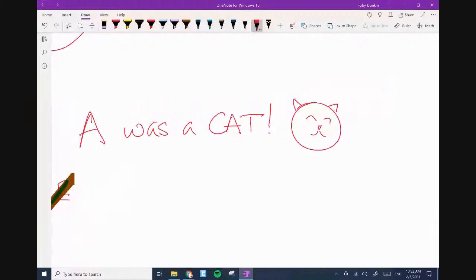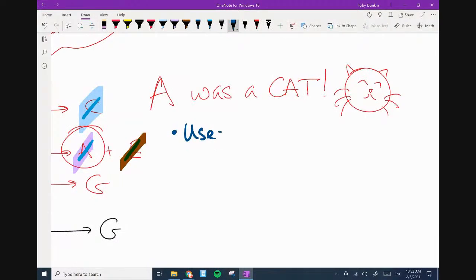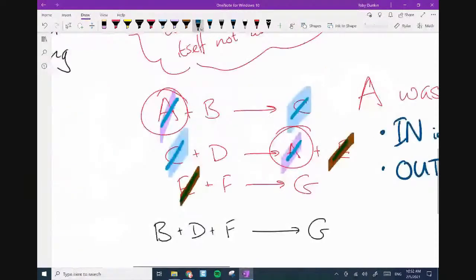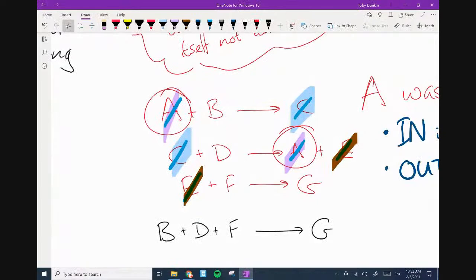A was a cat because it went in, in step one. But then was regenerated. A will never run out because step two recreates it. It comes out in step two, and it's not put back in. Look, we put back in E. We don't add back in A. Only E was taken and fed back in. A's been left. It's a byproduct and will just be used in step one again when it reappears. Does that make sense?